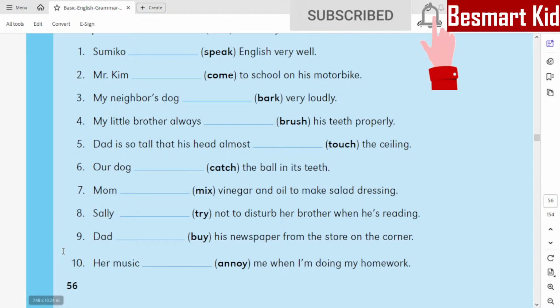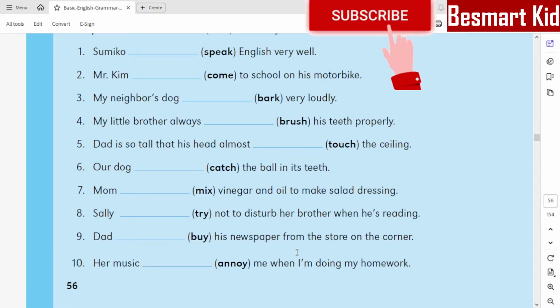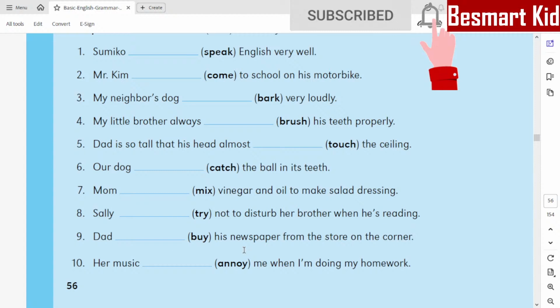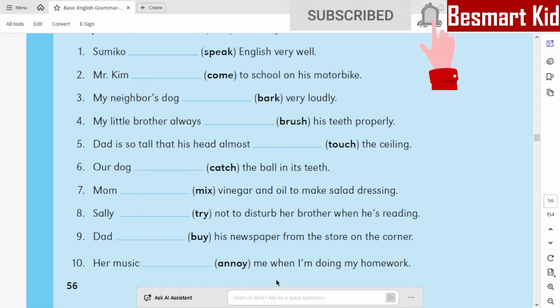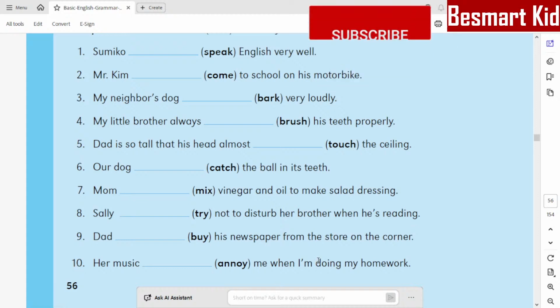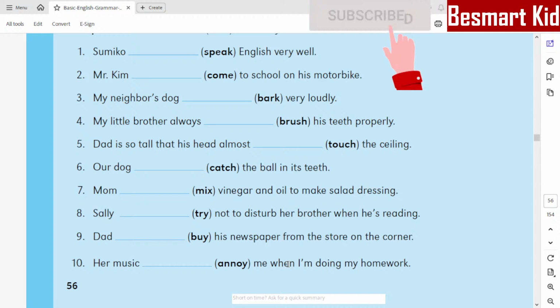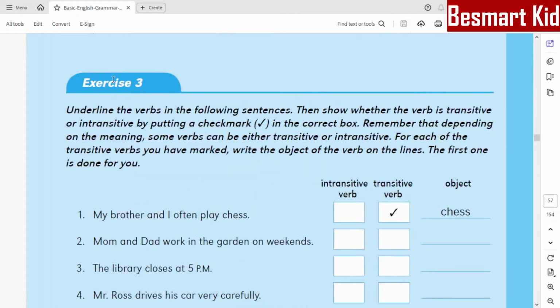Dad dashed his newspaper from the store on the corner. In brackets we have buy. Tenth, her music dashed me when I am doing my homework. In brackets we have the word annoy. Exercise 3.